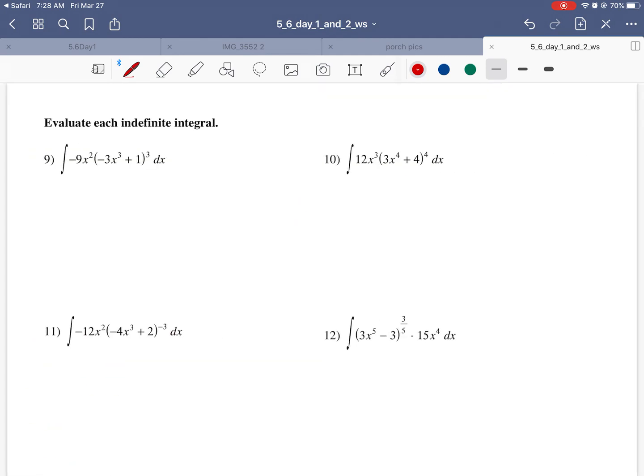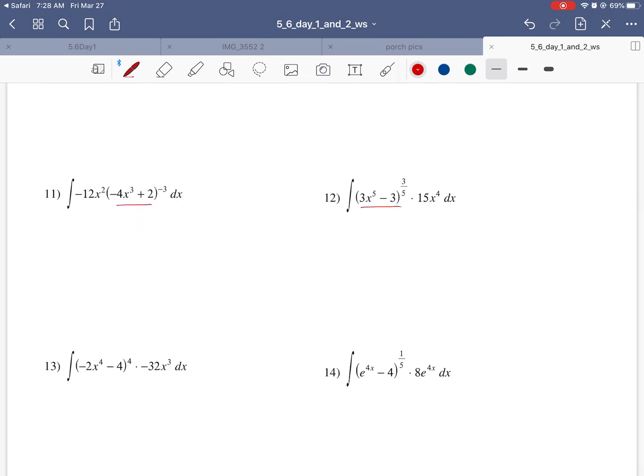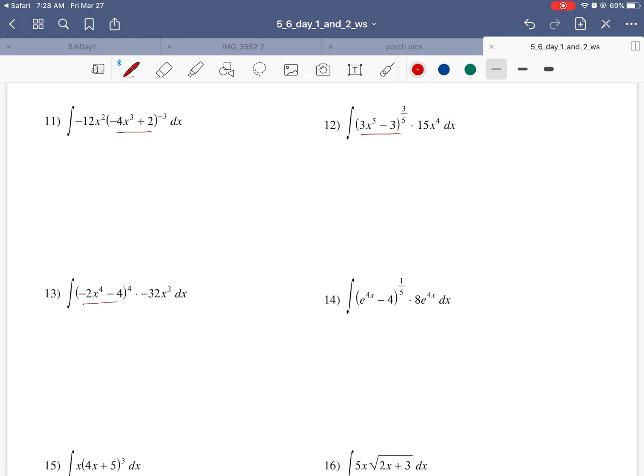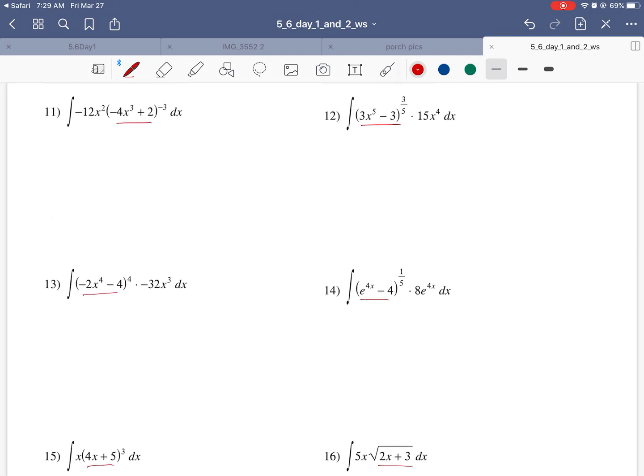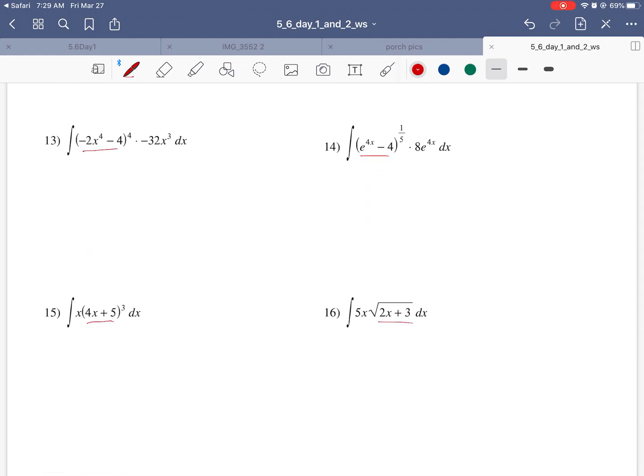Okay. The second page, it's the same thing, but they don't tell us the u. So I'm just going to start you off, for example, number 9, like the original notes. U would be the inside, negative 3x cubed plus 1. This would be your u, 3x to the 4th plus 4. Negative 4x cubed plus 2. 3x to the 5th minus 3. Negative 2x to the 4th minus 4. E to the 4x minus 4. 4x plus 5. 2x plus 3.